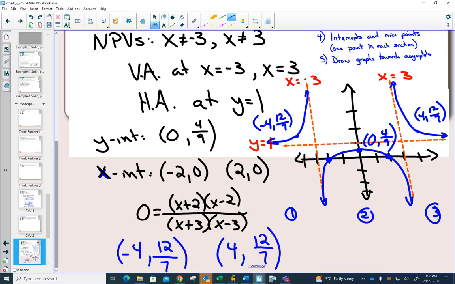So we use these steps over and over and over again to draw graphs. Now, I'm going to give you a little bit of time to try graphing some of these. I know that I assigned questions 5, 6, and 7 yesterday. I'm going to add to that questions 9 and 10.